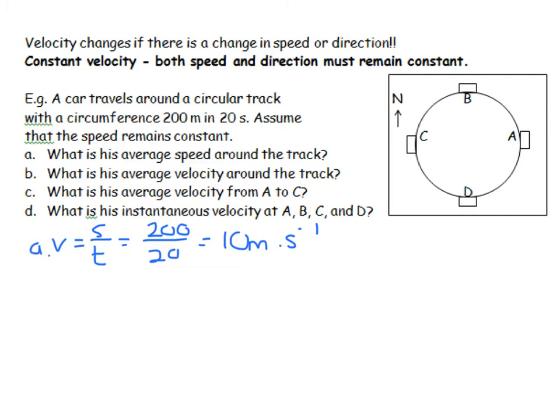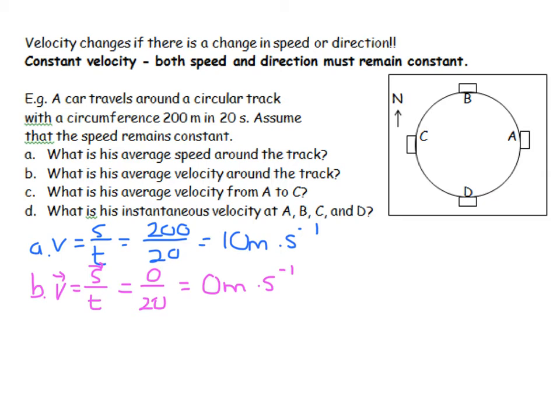What is his average velocity around the track? Well, if I go once around the track, my displacement is 0. I started at A and I end at A. So it sounds completely useless, and it is, but my velocity is going to be equal to the displacement divided by the time, and that is 0 divided by 20, and I land up with 0 meters per second, and there's no direction to 0. If I had a value, I would have to find a direction as well.